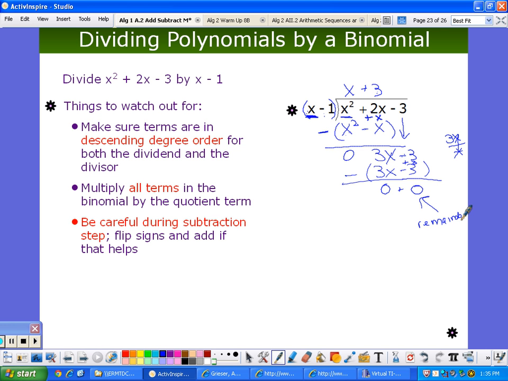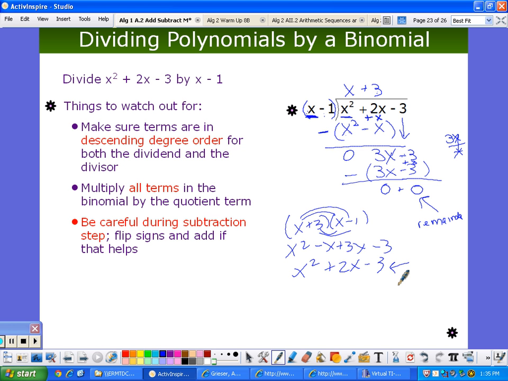So the quotient is x plus 3. If you multiply x plus 3 times x minus 1, you should get back to our dividend here. So that's x squared minus x plus 3x minus 3, x squared plus 2x minus 3. We get back to what we started with. So we know we did our division right.